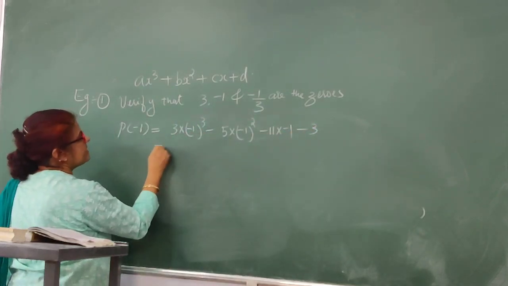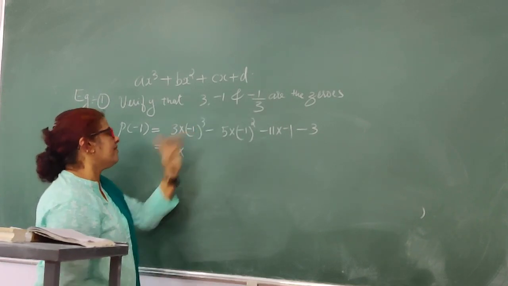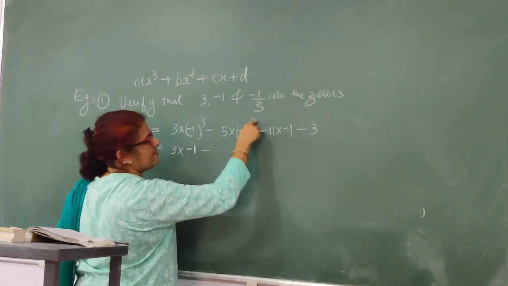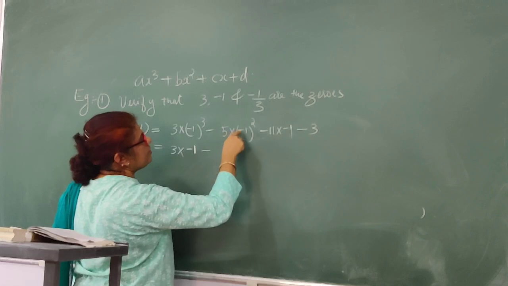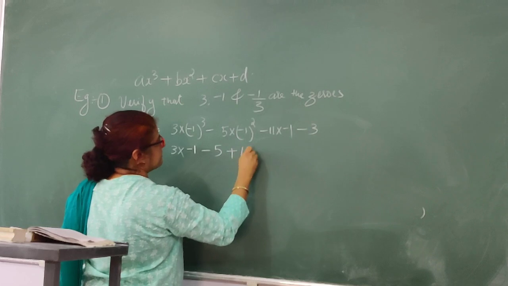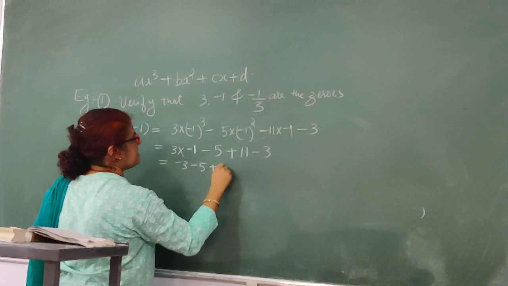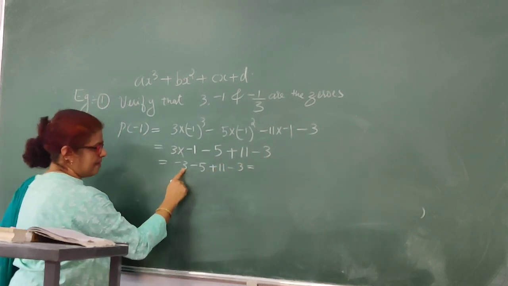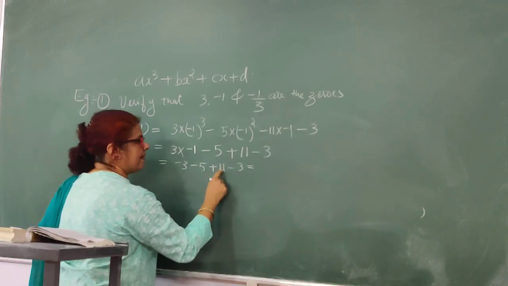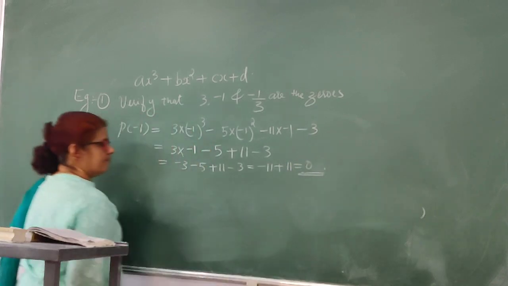Let's find it. It is equal to 3 into minus 1 cube. Minus 1's odd power will always be minus. Minus 1's even power will be plus. Then it is 5 into plus 1, which is minus 5. Minus into minus is plus 11, minus 3. That is equal to minus 3 minus 5 plus 11 minus 3, which is minus 3 minus 5 minus 8. Minus 8 minus 3 is minus 11, plus 11. We get it as minus 11 plus 11 which is equal to 0.